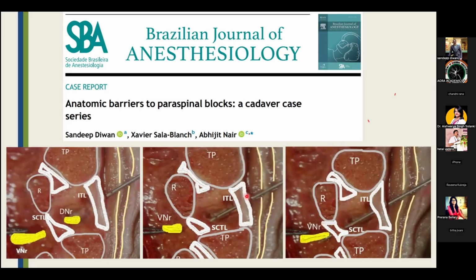And we found that there are two big anatomic barriers for these spaces. The one is the intertransverse ligament itself, and the second is the superior costotransverse ligament. These are the two most important anatomic barriers. This is a space which should be again an additional barrier for the erectospinal plane.